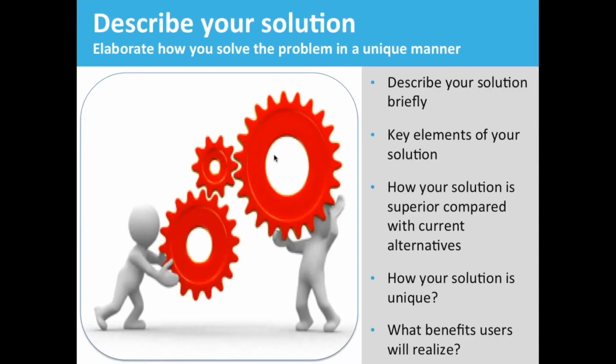Talk about a few key elements that really make you different, number one, and that really deliver the maximum benefit to the user. It could be cost saving, their ability to drive their revenue, their ability to drive their margins, or customer satisfaction, whatever that may be, right? How you're superior, how it is unique, and what benefits the users will realize. And again, try to quantify those. Try to quantify to the extent possible.